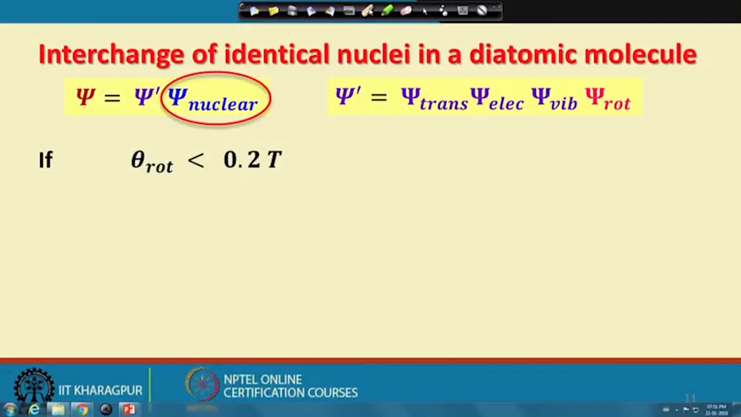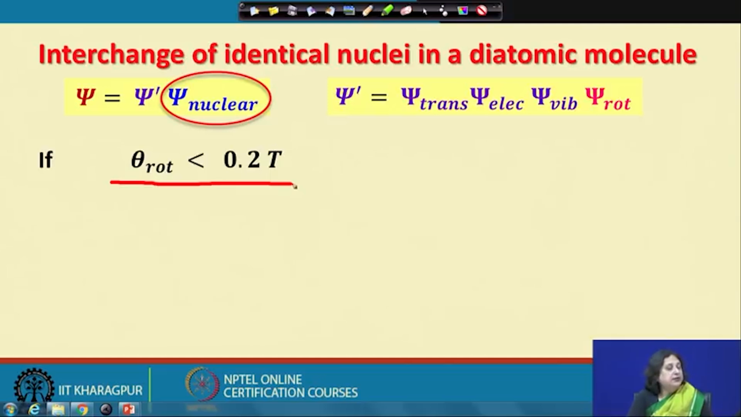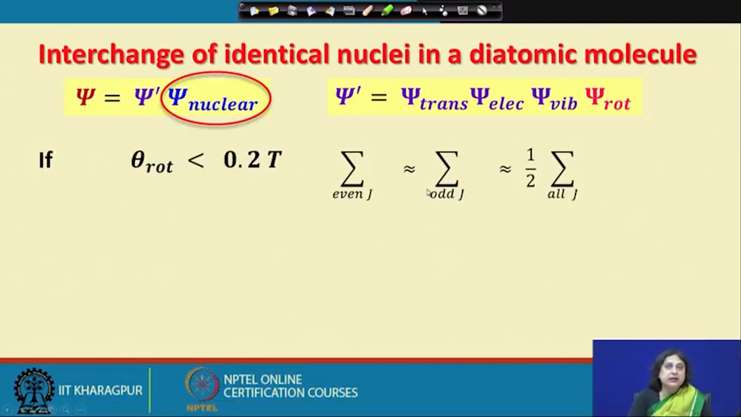Now, since in most cases I am thinking about high enough temperature, which is typically room temperature, in those cases apart from hydrogen, we generally have the relationship that the rotational temperature theta rot is much less than the experimental temperature, and under such a condition we can very easily see that the summation over even J is approximately equal to the summation over all the odd values of J, and numerically they are approximately equal to half of whatever summation you will get if you sum over all possible values of J.